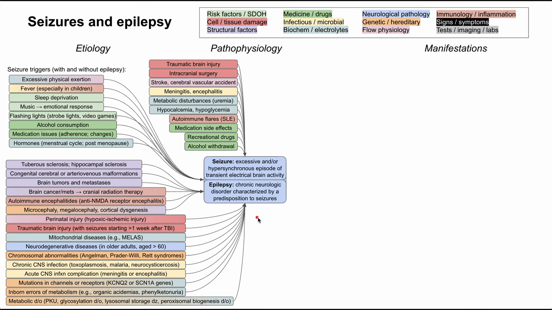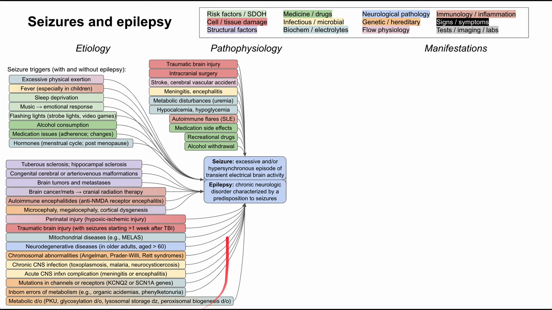So lots of causes, and they span all of these core concepts from structural to medicine to drugs, biochemical, electrolyte abnormalities, genetic things, flow physiology, infectious things, inflammatory things. Everything is represented, and a lot of different things can cause seizures. Now that we've established that, let's get into the manifestations of seizures and epilepsy. We can break down the manifestations into things happening in the ictal state and things happening in the post-ictal state. So this is happening during the seizure. This is happening following the seizure.